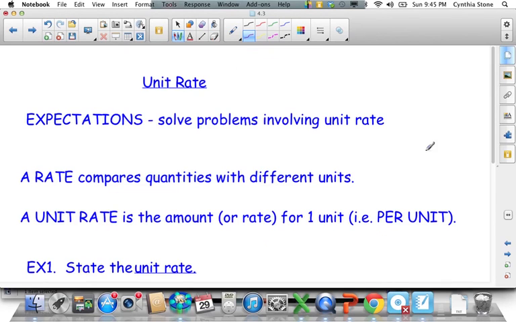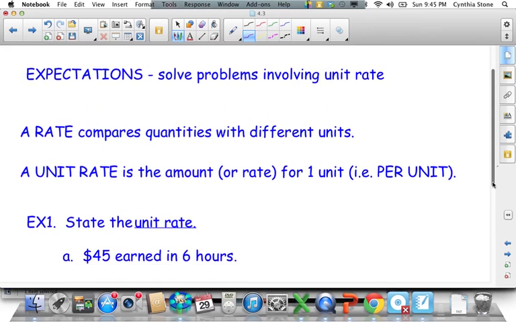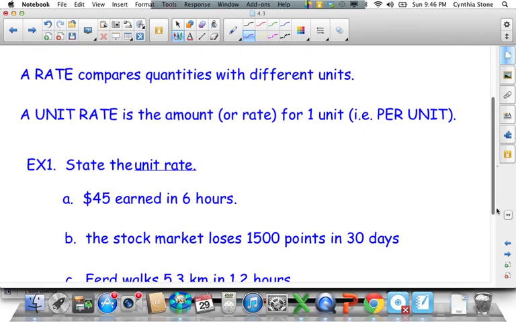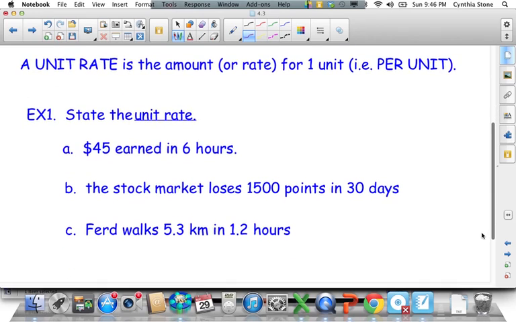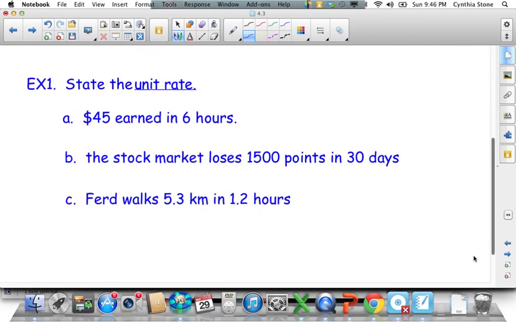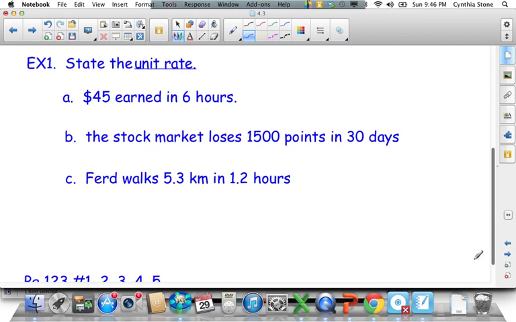Okay, so now we are talking about unit rate and expectation, solve problems involving unit rate. Okay, so what is a rate? Well, it compares quantities with different units. So example, dollars per driveway, 2 different things. And essentially what you're looking for per unit, there's different ways you could do it. Essentially what you do is, we are using the equivalent ratios. We're saying this question might be, state the unit rate will be how many dollars earned per hour. Okay?